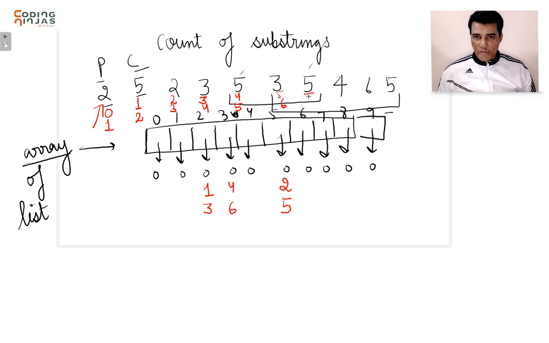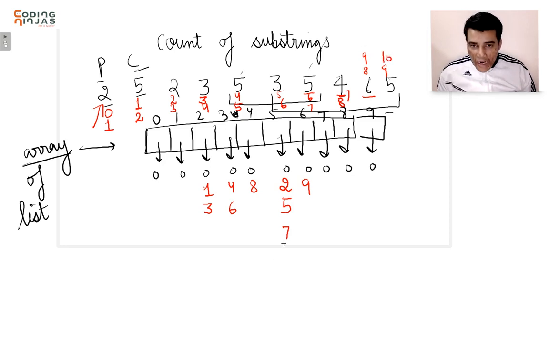This is 5. The index is 6 and the position is 7. I'll add 7 over here. Similarly, this is 4, the index is 7, and the position is 8. I'll add 8 to the list of 4. For the 6, the position is 9, so I'll add 9 to the list of 6. Similarly, for 5, the index is 9 and the position is 10. So I'll add 10 to it.